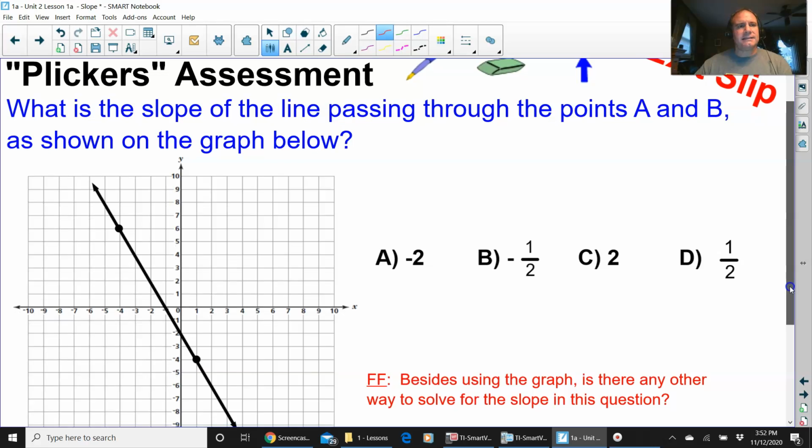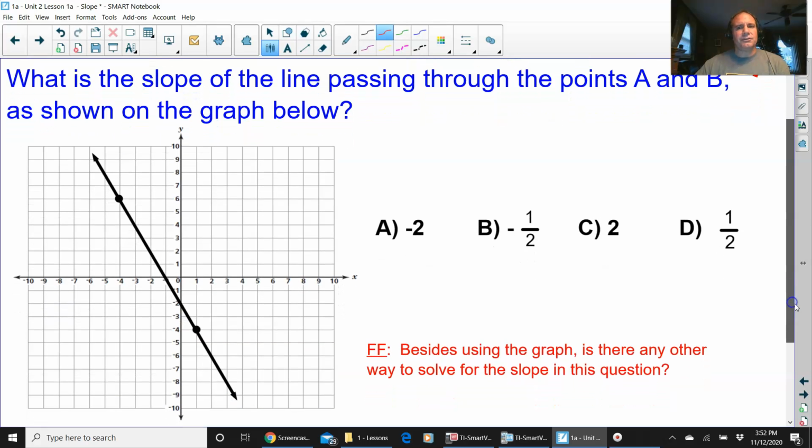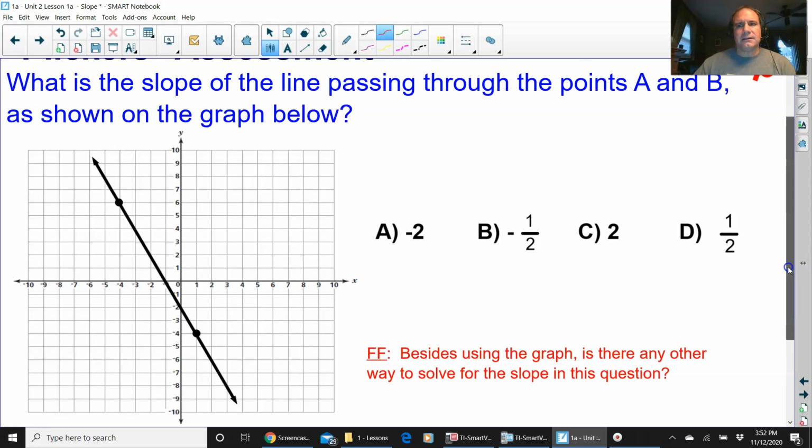Go ahead and see if you could find the slope of this line using rise over run, and then we'll come back and review. Please do the fast finisher. Press pause and try the problem now.